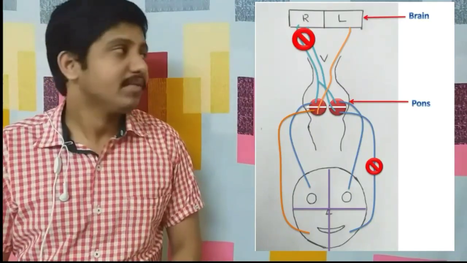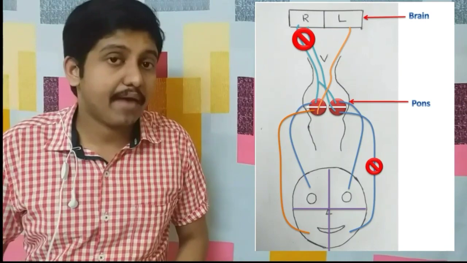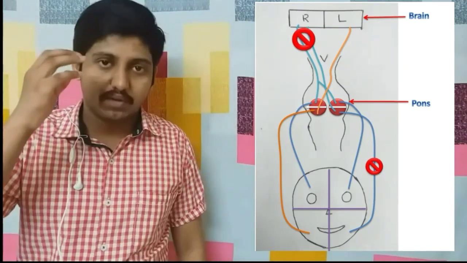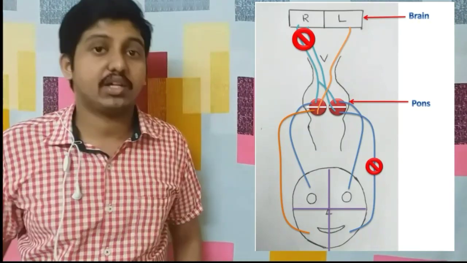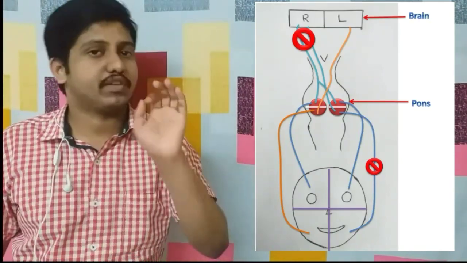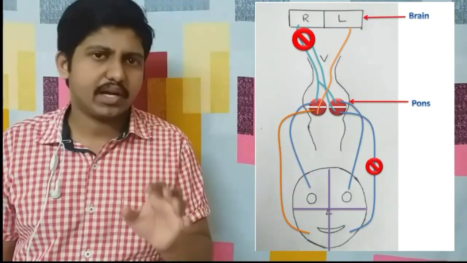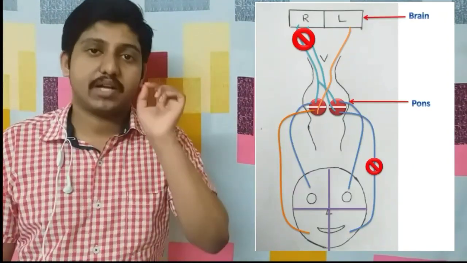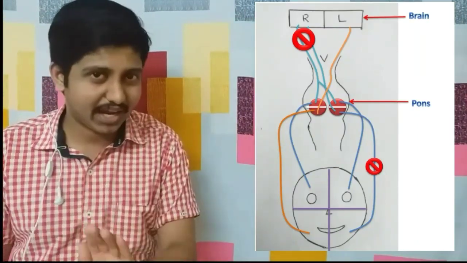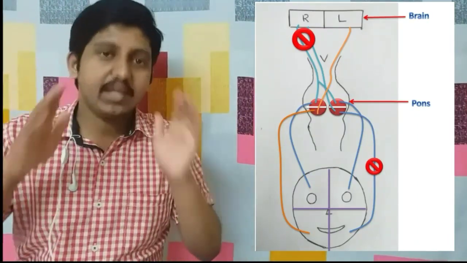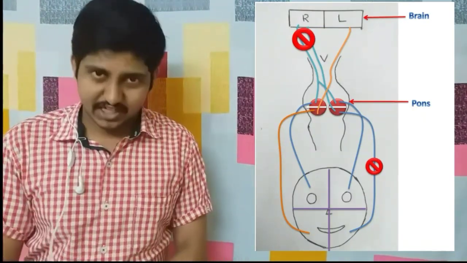So in case of lower motor neuron facial palsy, the ipsilateral part of the face is affected, while in upper motor neuron lesion, the contralateral lower part of the face is affected. What is the reason? This can be asked for viva and all. What is the reason? It is nothing but due to the bilateral cortical innervation. So that's all regarding the upper motor neuron and lower motor neuron lesions of the facial nerve.